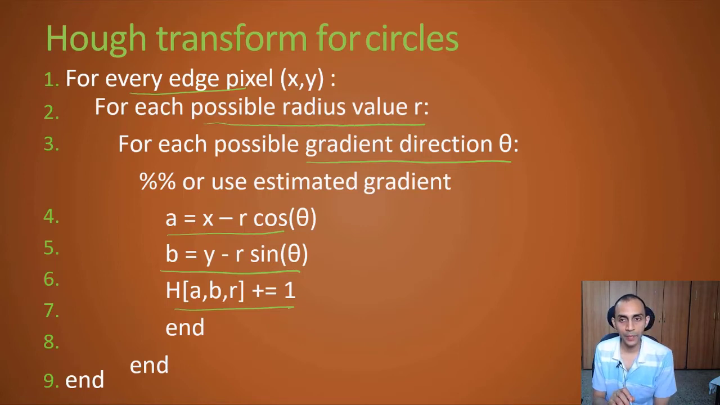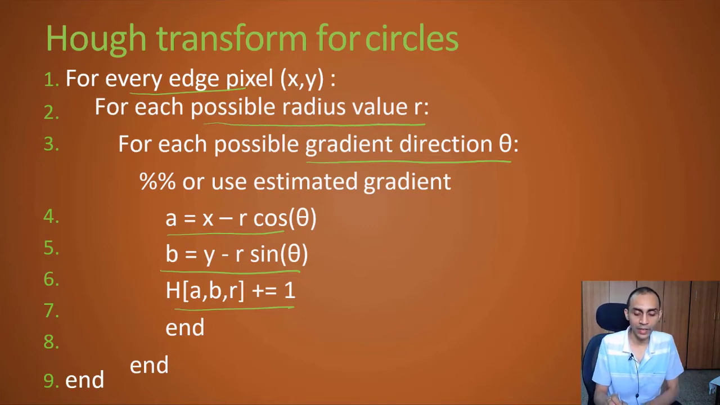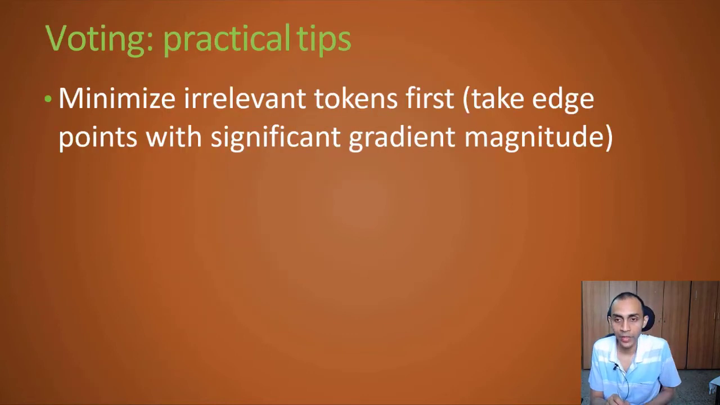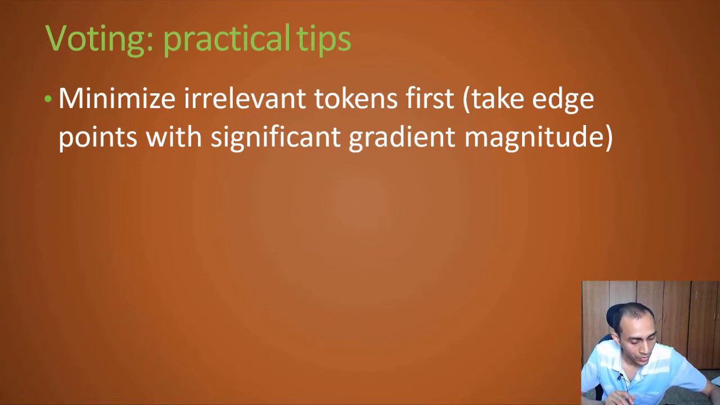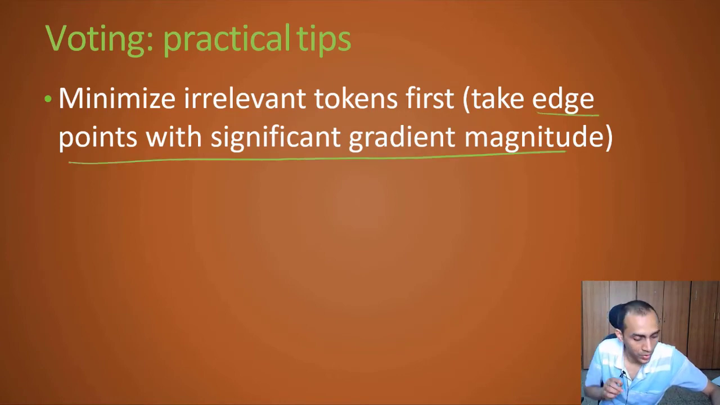Now some practical tips before you use the Hough transform. We should minimize irrelevant tokens first. We can take edge points with significant gradient magnitude instead of using all edge points. We can cast votes only for those which have good enough gradient magnitude. So we will now utilize the gradient magnitude also. That will avoid random noise locations making their vote, because their gradient probably will be less.